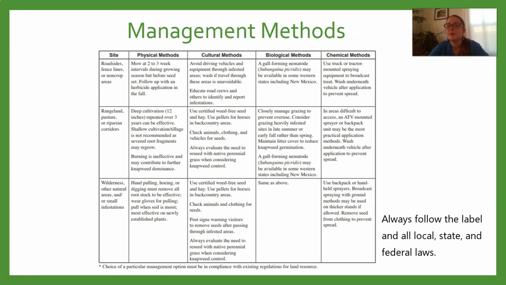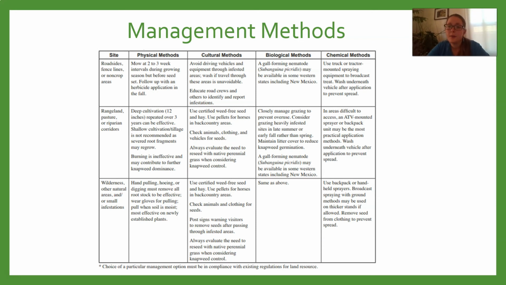Oftentimes they're able to offer you great management recommendations, chemical recommendations, and especially here for NMSU in New Mexico, they do have a cost share program available that you can discuss with them. So go ahead and contact your county extension office to find which chemical works best for you. And always follow the safety label sheets that are there. Those are legal documents. Always follow those for your own safety and for the environment.